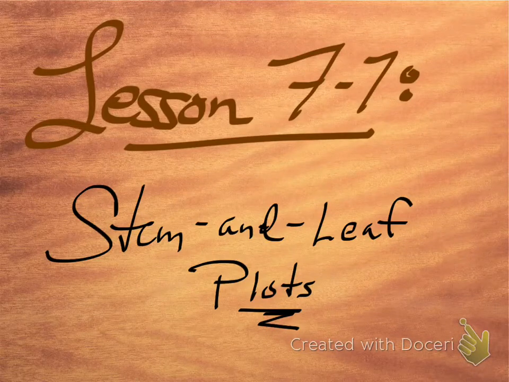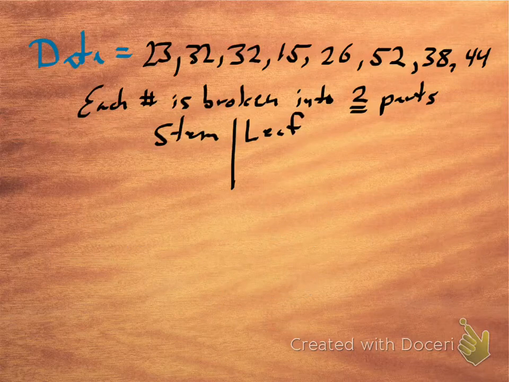This is lesson 7.7, and it is yet another new way to display data. And this one is probably one you haven't seen much of. Bar graphs, circle graphs, line graphs, you've seen a lot of those. They just kind of come up in everyday life. Line plots might have been a little bit new. Histograms, you've seen those before. But this one is kind of new, and a lot of people don't understand it very well. It's stem and leaf plots. So let's take a look at what exactly that means.